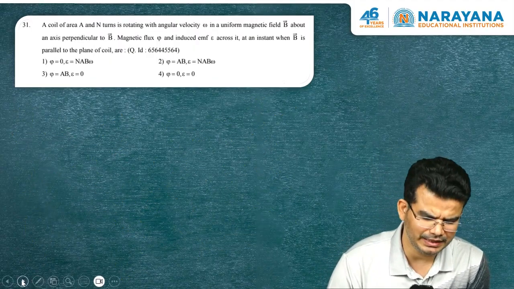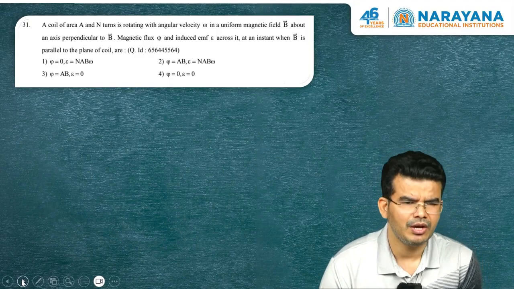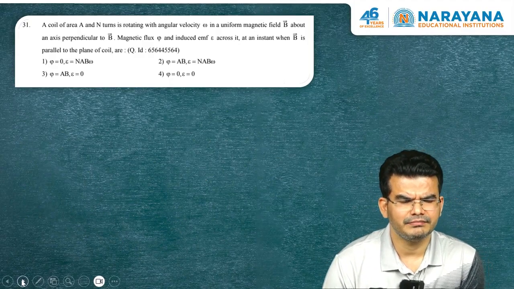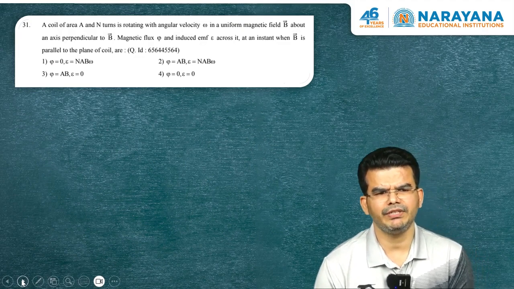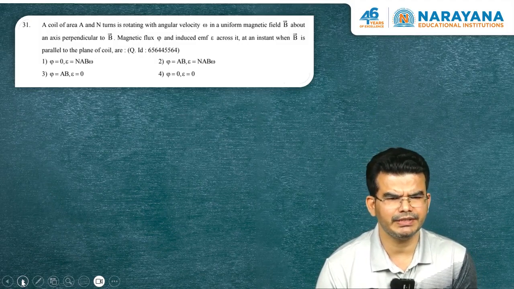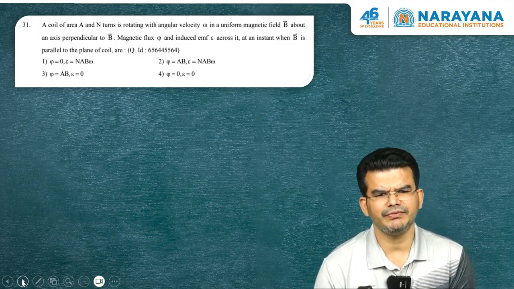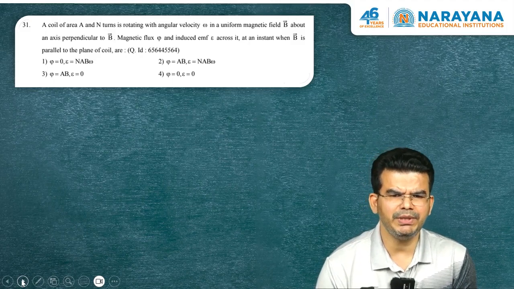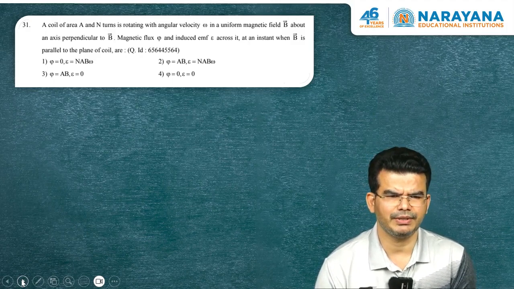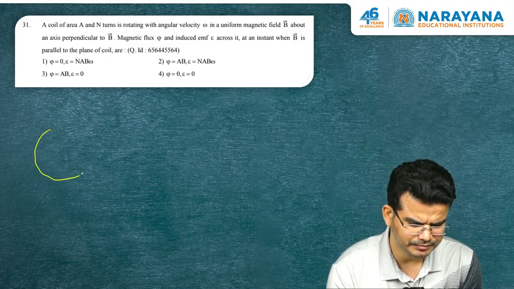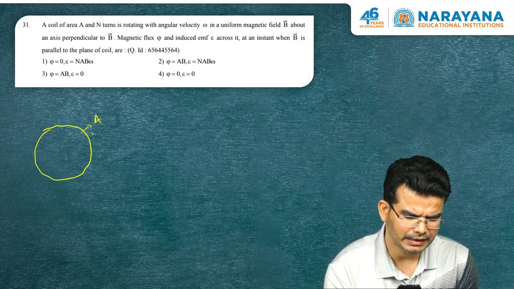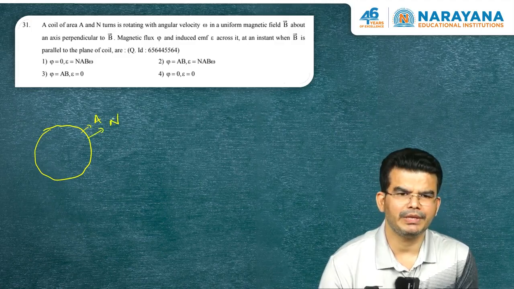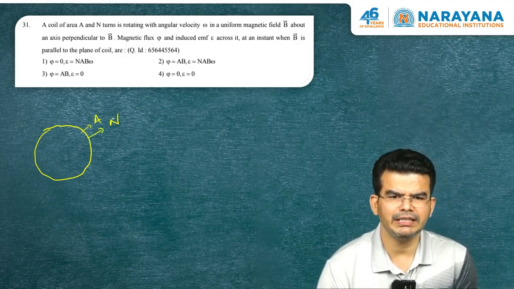Next question, again a very simple problem. What are they saying? A coil of area A and n turns is rotating with angular velocity omega in a uniform magnetic field B about an axis perpendicular to B. Find the magnetic flux phi and induced EMF E across it at an instant when B is parallel to the plane of the coil. So, let us say this is the coil having area A and number of turns n, rotating with angular velocity omega in a uniform magnetic field about an axis perpendicular to B.